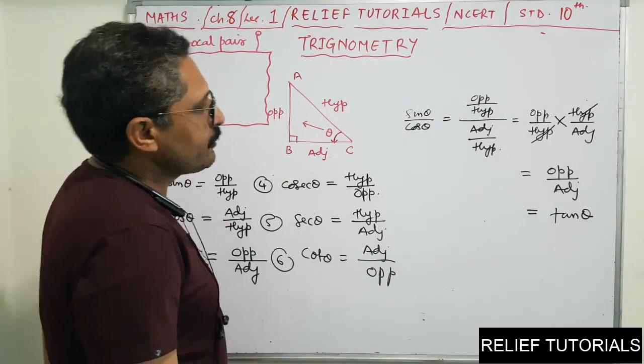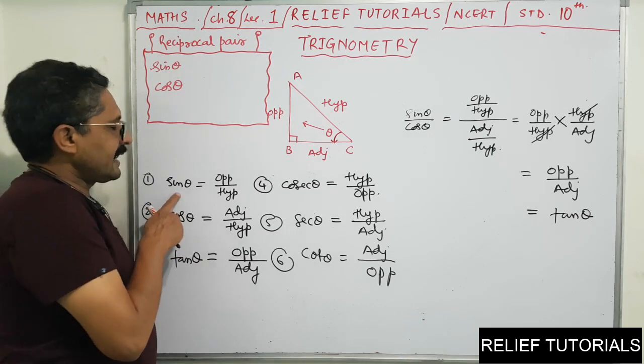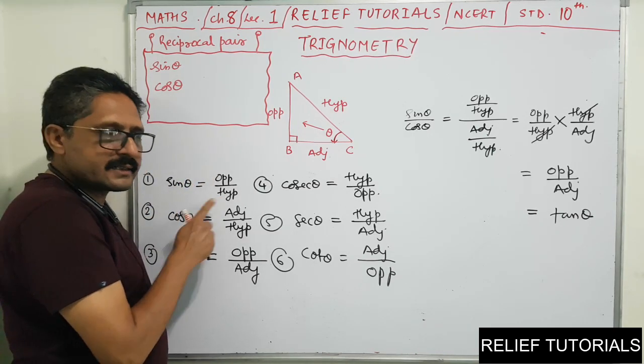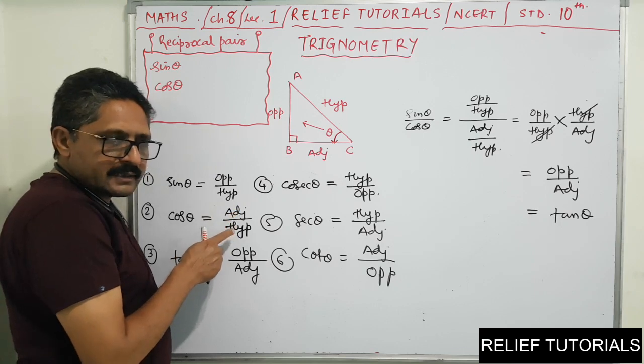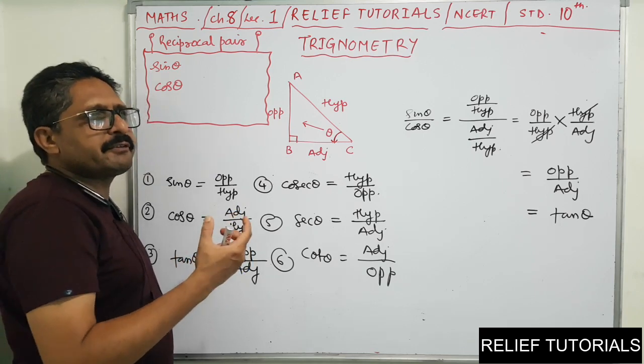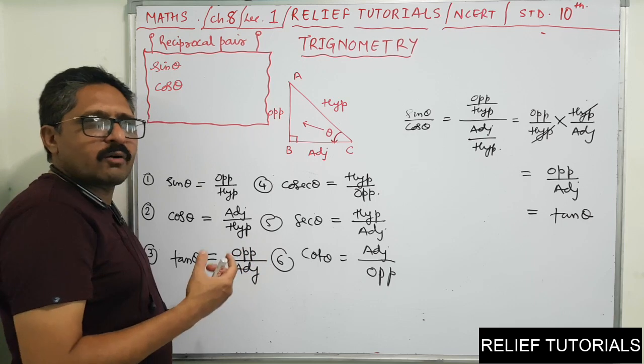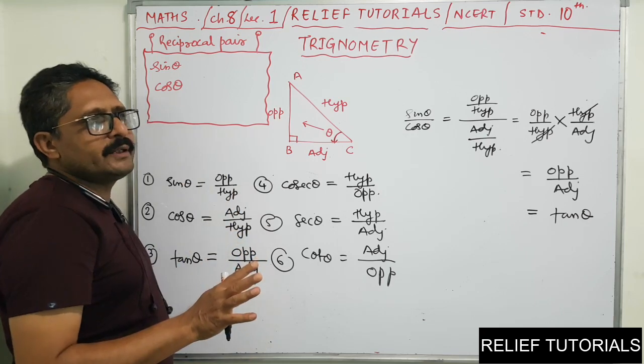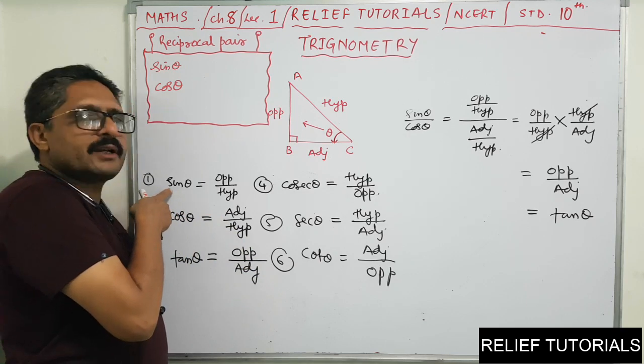So what I want to tell you in short is that sin is opposite upon hypotenuse. You have to remember this. Cos is adjacent upon hypotenuse. Many teachers will give you different tricks to remember all these things, but no need at all. What you have to do is just remember these two ratios.